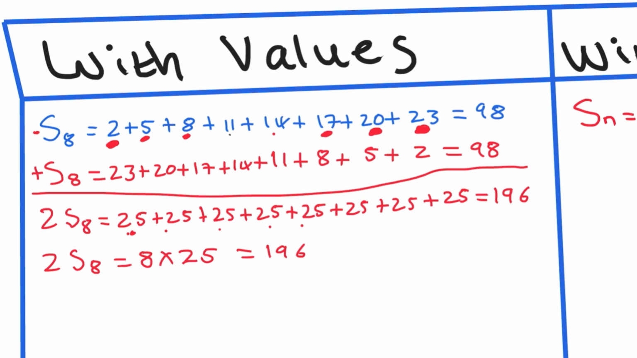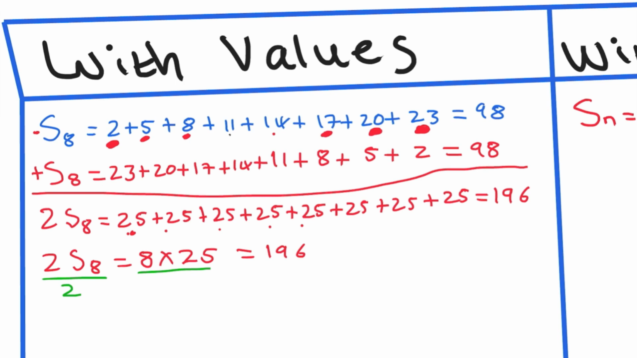So I want us to stop here, or maybe we can go to the other side. Okay, I don't know. I'm indecisive. Okay, let's just continue with this one, right? So now you realize that when you have 8 times 25 equals 196, you need to solve for S8, right? So you have to divide by the coefficient of S8.